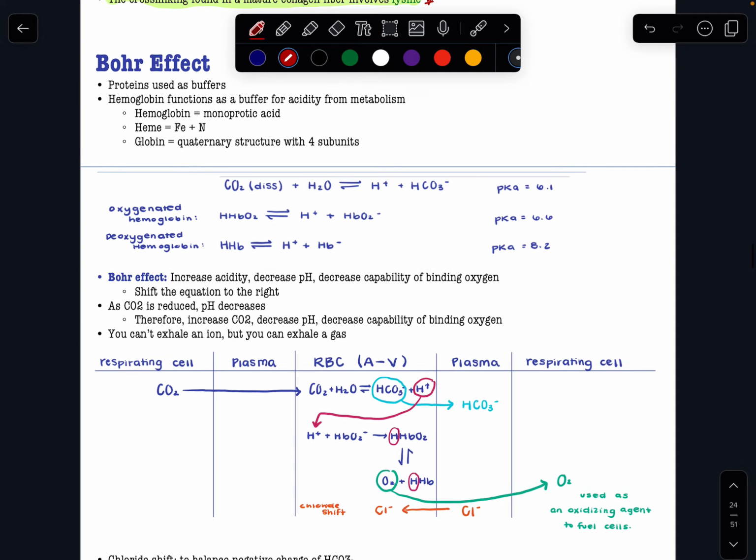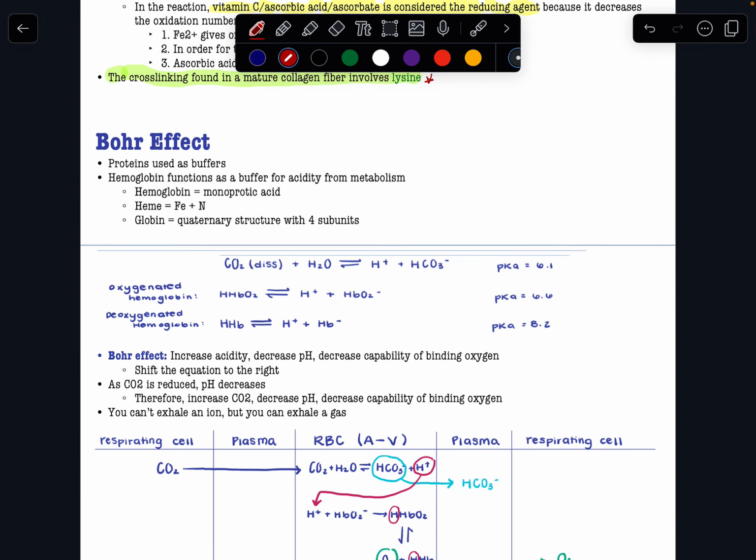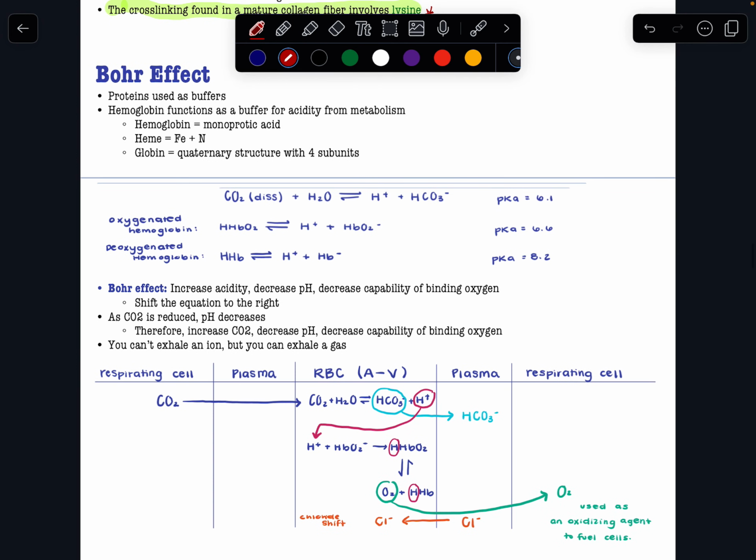So when we're talking about the Bohr effect, the main definition is basically when the acidity increases within your body, which, as a result, decreases the pH. Overall, it's going to decrease the capability of binding oxygen. So that affects the overall transport of oxygen to your skeletal muscles and all that. And we're going to talk a little bit more about that.